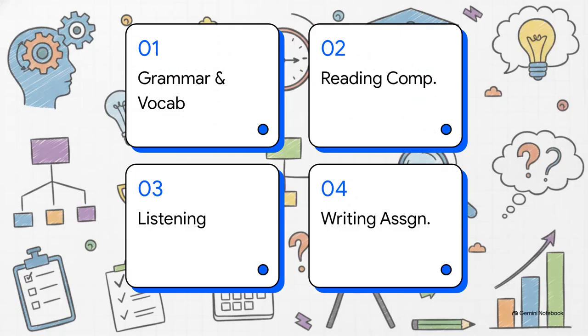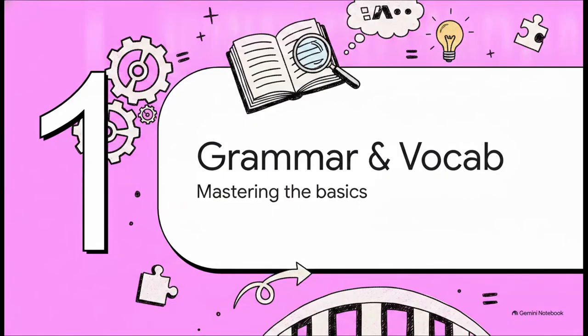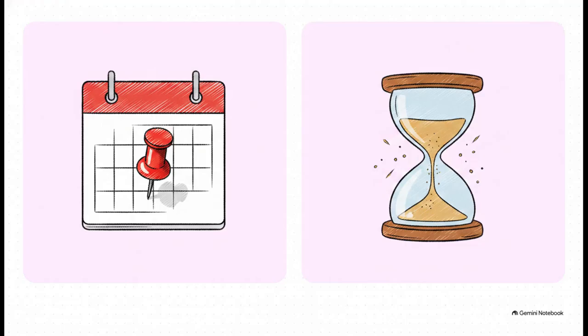reach. To get that perfect score, we're going to break the exam down into 4 main pillars: grammar and vocabulary, reading comprehension, listening, and the writing assignment. All right, let's start with pillar 1, mastering grammar and vocabulary. Think of grammar as the engine driving this entire test. Lock down these foundational rules, and everything else honestly just falls into place.